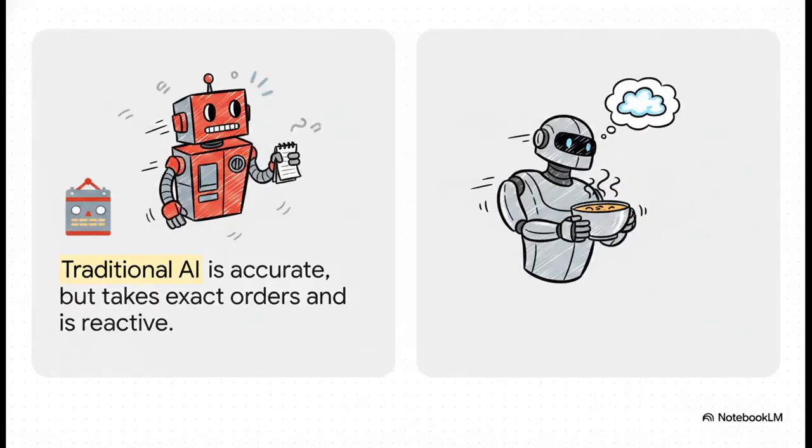Okay, imagine you're walking into a restaurant. You are served by a waiter named Mohan. Now, Mohan represents traditional level 1 AI. He's perfectly accurate. You order a pizza, he writes it down, and boom, he brings you exactly what you asked for. But he is entirely reactive.